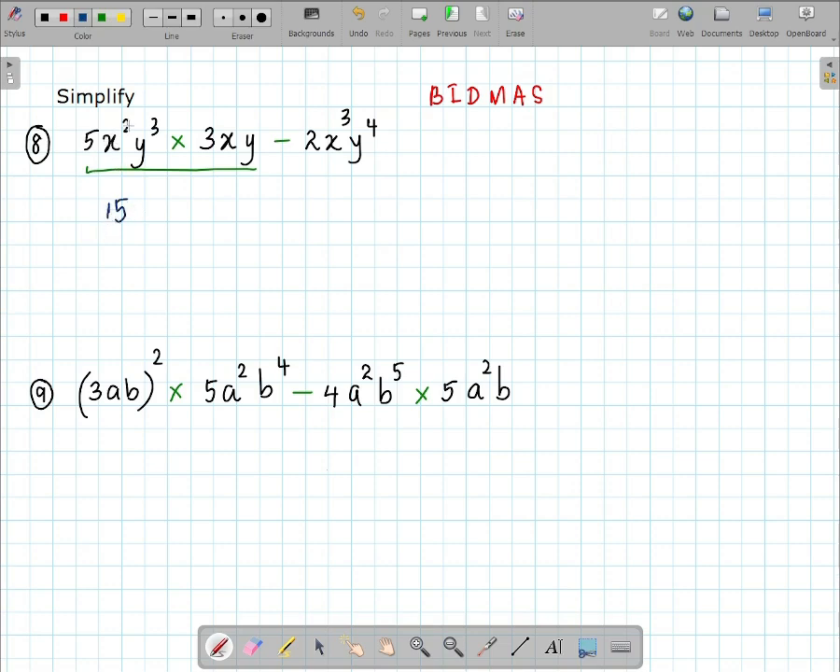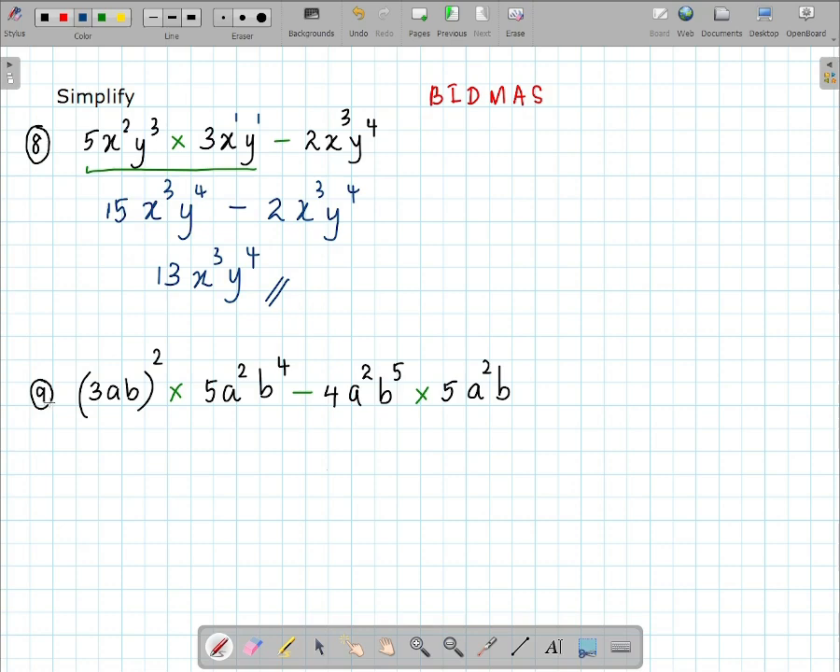Then x to the power 2 times x, that is x means x to the power 1. x to the power 2 times x to the power 1, that is x to the power 3. Then y to the power 3 times y to the power 1, that is y to the power 4. Subtract 2 x to the power 3 y to the power 4. Now you can see x to the power 3 y to the power 4, x to the power 3 y to the power 4. So they are like terms. Then you can subtract and write the answer. 15 subtract 2, that is 13 x to the power 3 y to the power 4.